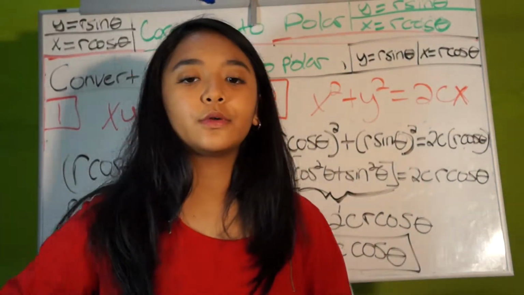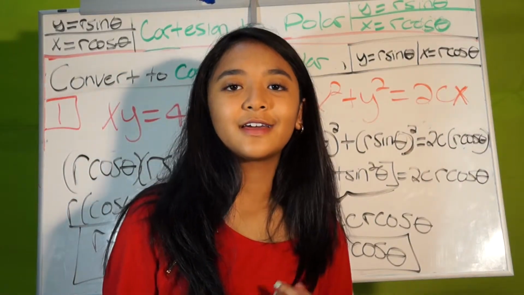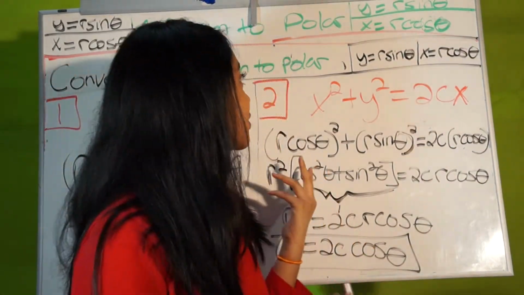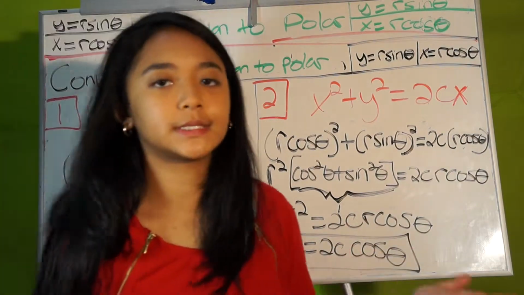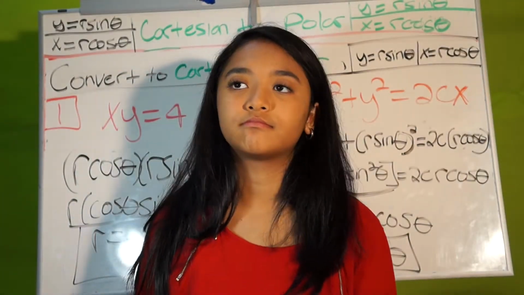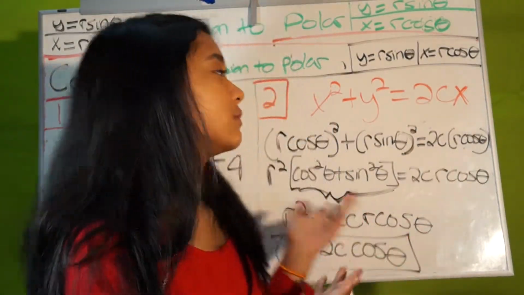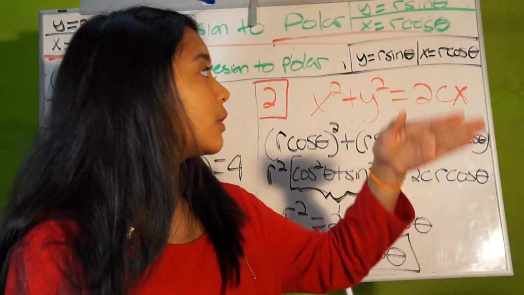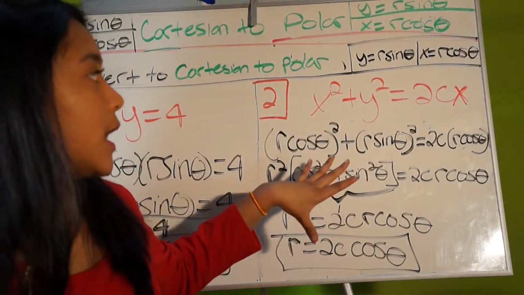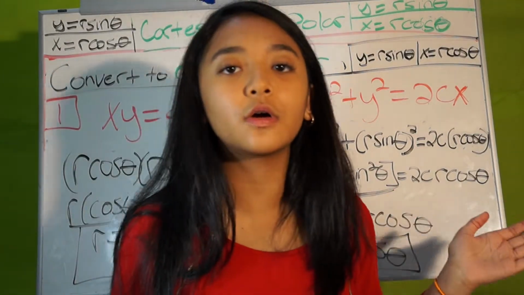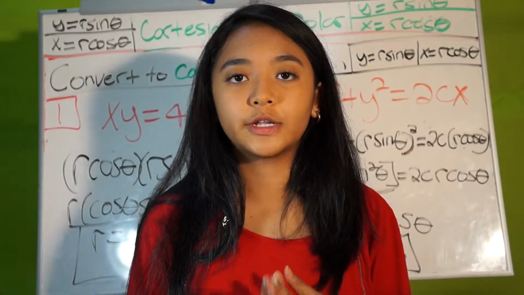So now I hope you've conquered Cartesian to polar. As you can see, it's quite simple and you don't need to put much effort because there's a formula. Plug this into x and y and solve for r, and there you go. That is how you convert from Cartesian to polar.